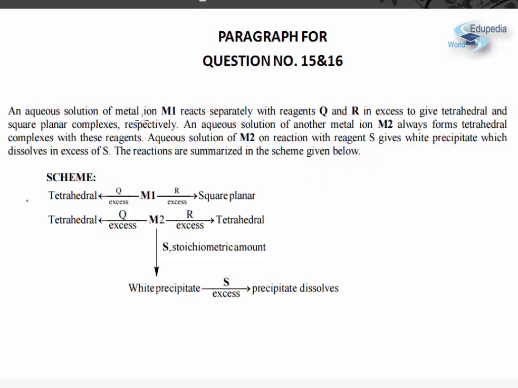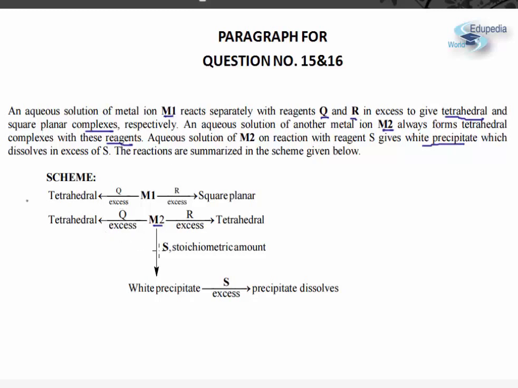It says that an aqueous solution of a metal ion M1 reacts separately with reagents Q and R in excess to give tetrahedral and square planar complexes respectively. An aqueous solution of another metal ion M2 always forms tetrahedral complexes with these reagents. Aqueous solution of M2, on reaction with reagent S, gives a white precipitate which dissolves in excess of S. The reactions are summarized in the scheme given below.